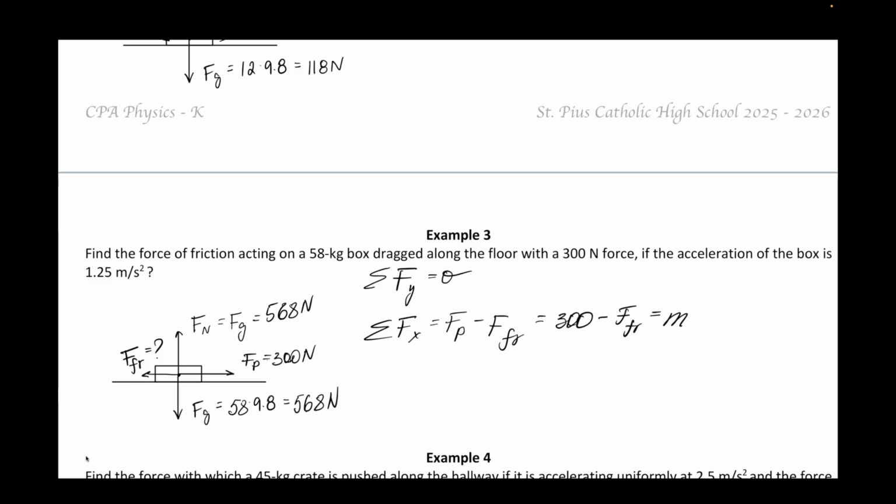And I also know that that will give us an acceleration. Acceleration is 1.25. 300 minus force of friction equals 58 times 1.25, which is 72.5. So 72.5 newtons is the difference between friction and force of pull. You can round it up to 73 if you want to, or just keep it at 72.5, that's fine. So 300 minus 72.5 is going to give us 227.5 newtons, which will be the force of friction.